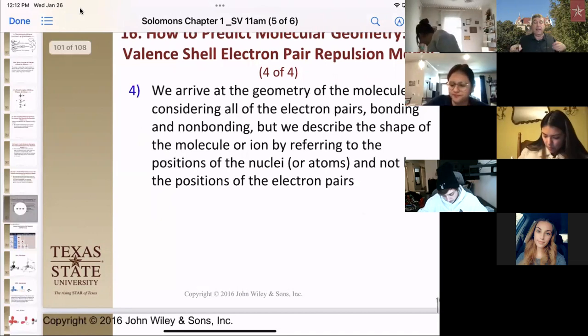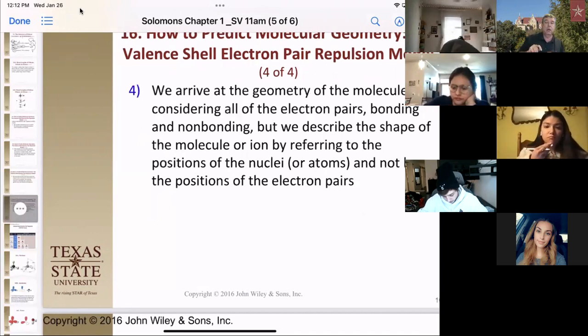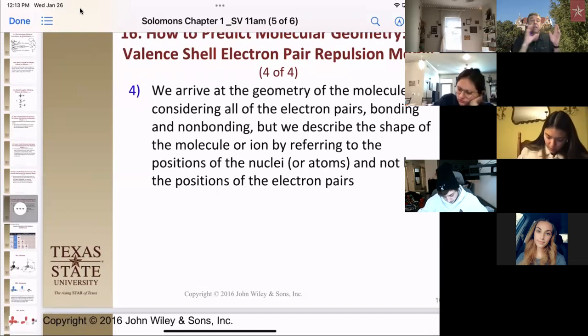Okay, and therefore we arrive at the geometry of the molecule by considering both the lone pairs and the bonding pairs. So the non-bonding and the bonding electrons tell us which geometry we have, because those bonding ones are going to tell us which atom is nearby and whether it's a big atom or a small atom. Those non-bonding electrons are also taking up space, so they count toward the molecular shape.